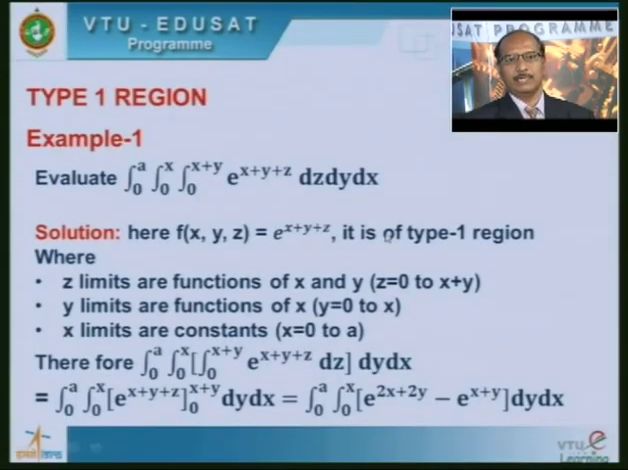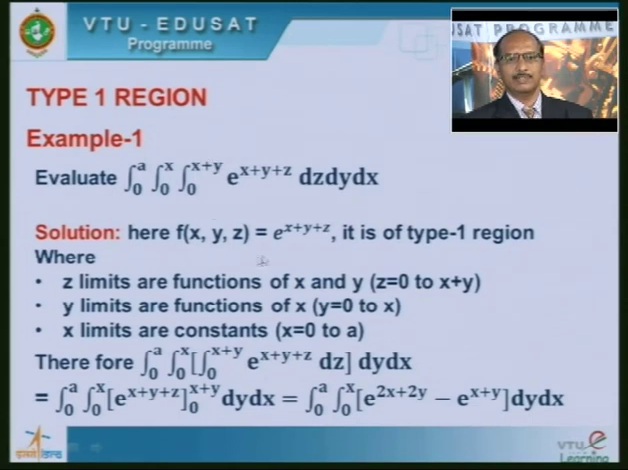Now, you can take one example on the type 1 region. This is the problem. Evaluate: the limits 0 to a are constants, the next integral limits are 0 to x, and another one 0 to x plus y, of e raised to x plus y plus z, dz dy dx. So, this is the given problem. We can easily identify what the x, y, z limits are here. In this problem, the first limits 0 to x plus y are the z limits.